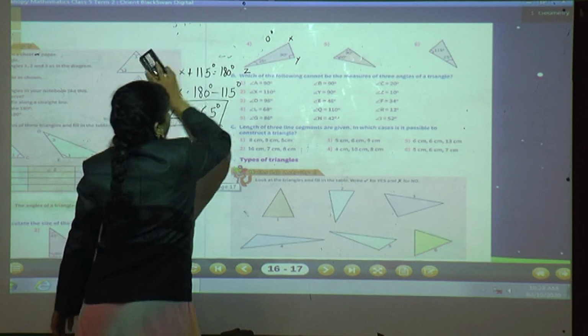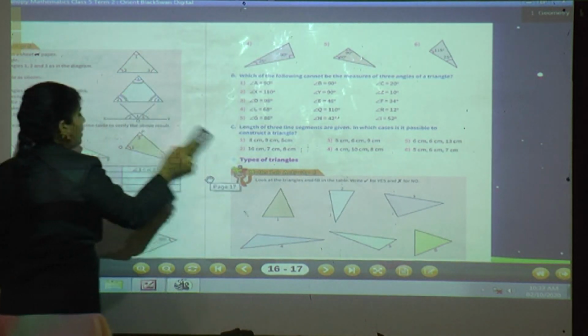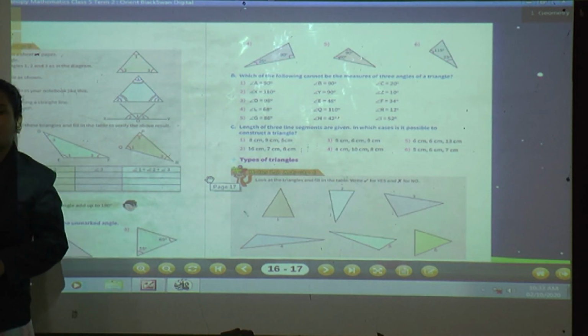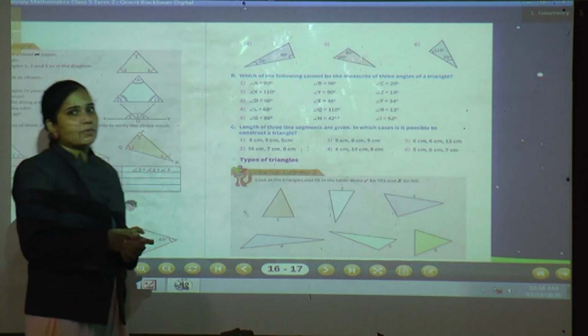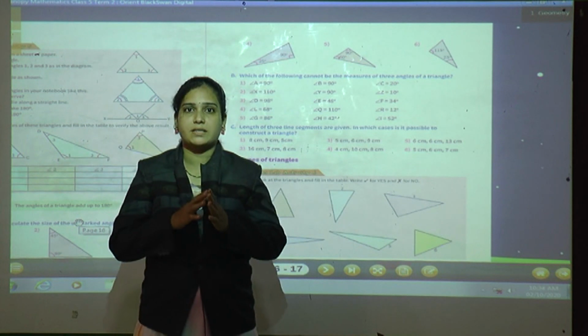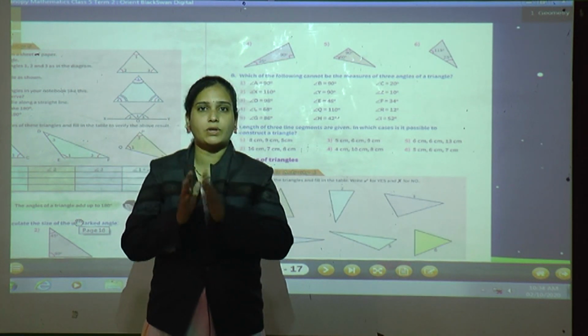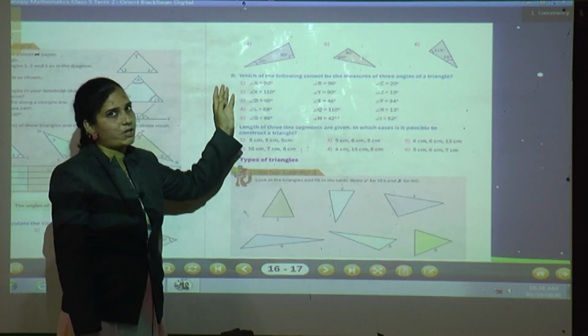Question number B. So have you understood how to calculate the unmarked angle? Very good. Now B1. Which of the following cannot be the measures of three angles of a triangle? See students, we have solved our question number 1. How we solve? Yes, we have to calculate three angles. Measurement of three angles is equal to 180 degree. So on that basis only we have to solve the question number B.